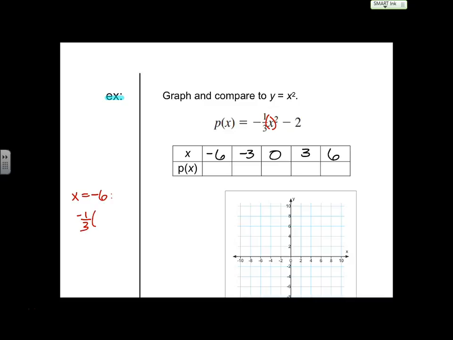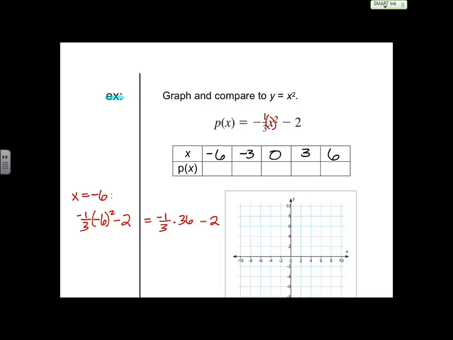You guys ready plugging in? Okay. -6 squared minus 2. PEMDAS. If you guys are understanding it, that's great. PEMDAS says, what part of that -1/3 times -6 squared minus 2 should we do first? -6 squared. Exponents. So we're going to do -1/3 times, what's -6 times -6? A positive 36. Now, PEMDAS says, do we multiply next or subtract next?